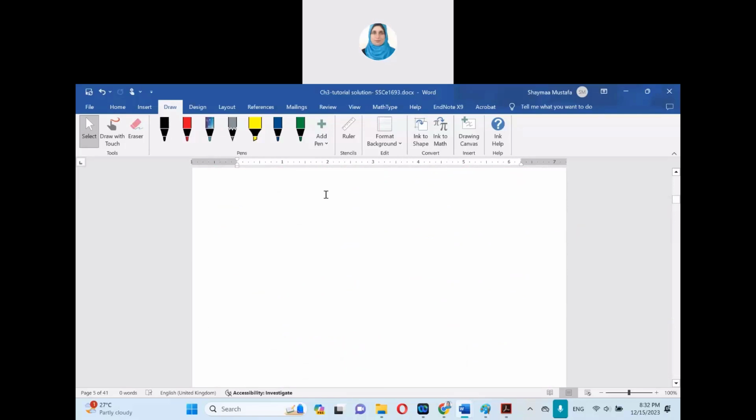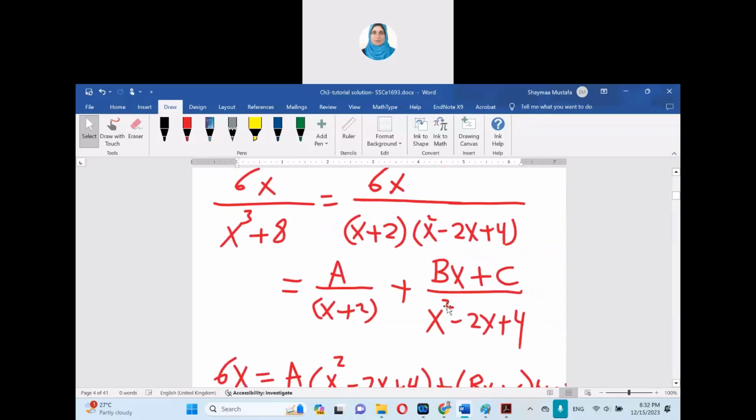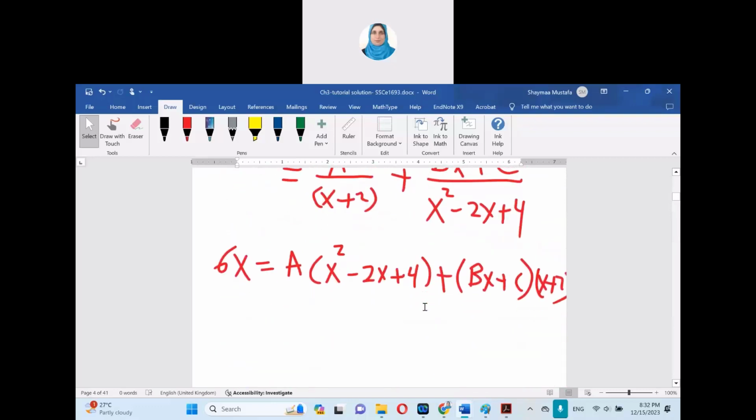Okay, for question 14a, you need to find the value of x. So the idea here is that x squared should be bx plus c.